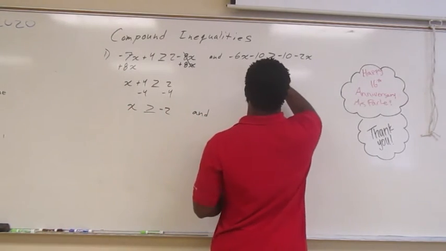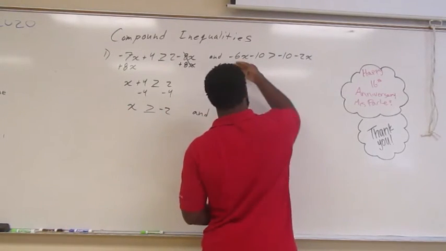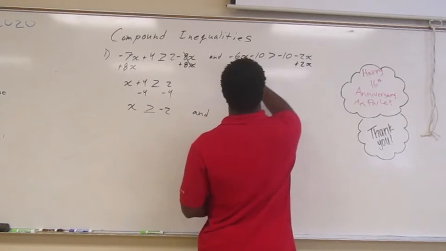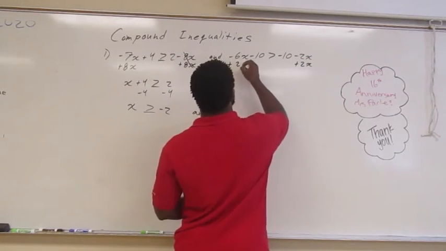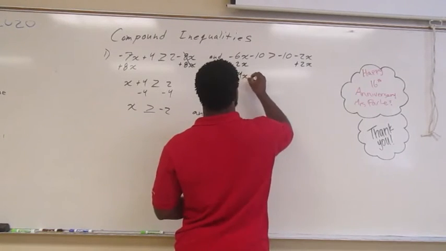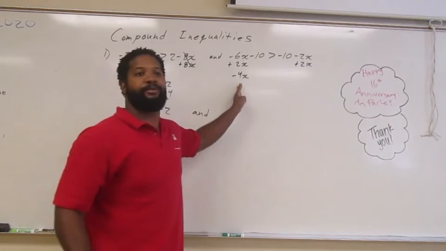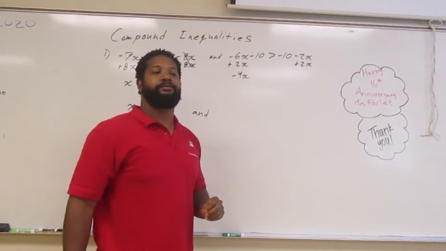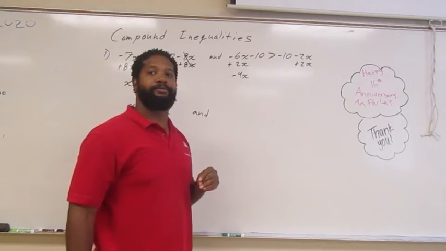And we have this one. Let's put our x's to the other side. Add 2x. Add 2x. We have what? -4x. For me having a -4x right here, I automatically know what's going to happen. What is going to eventually happen?